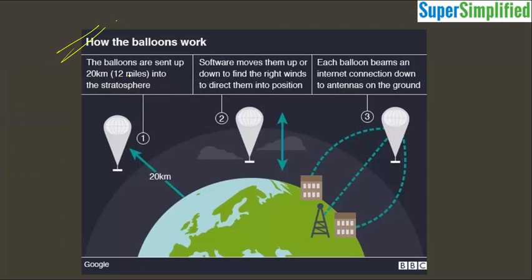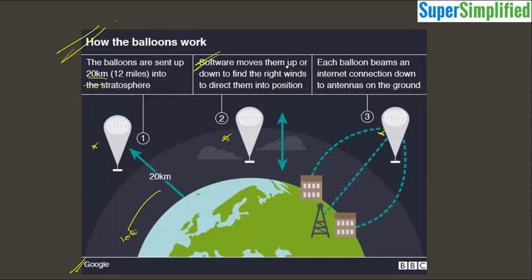So this is how Google is planning to launch balloons in the sky, and with the help of that it will be providing internet to the people living in remote areas, right? So this is the project. The balloons are sent up to 20 kilometers into the stratosphere. Why stratosphere, not troposphere? Because a lot of weather activities happen in troposphere, the clouds and everything. So there will be a lot of disturbance.